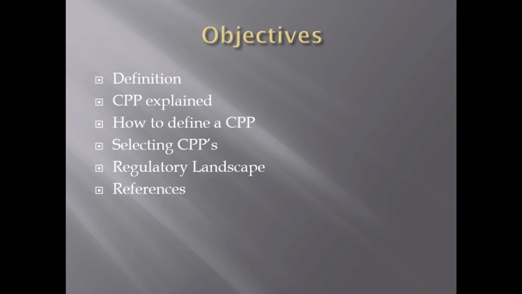I will cover some of the definitions associated with CPPs and explain their relationship with CQAs, or critical quality attributes. CPPs will be explained in more detail, along with how you could define them for a process and how they're selected as part of the process design. The regulatory requirements are discussed, and the final slide includes some references that are required, some additional reading around CPPs and the regulations associated with them.